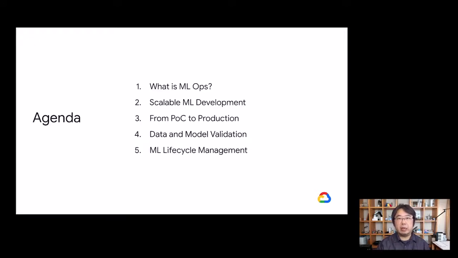In this session, I'd like to discuss these topics. First, I will introduce what is ML Ops. And then I will discuss how you can build a scalable machine learning development platform that can be shared with the ML Ops team and also data scientists. And then I will discuss what are the gaps between the POC system and production system. And then why it is important to establish data and model validation practices, and also machine learning lifecycle management.